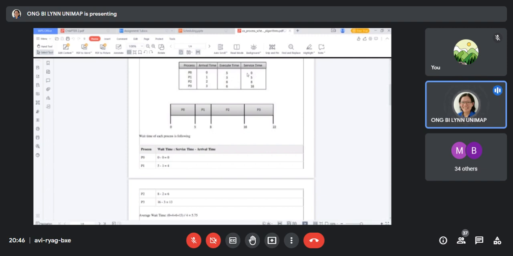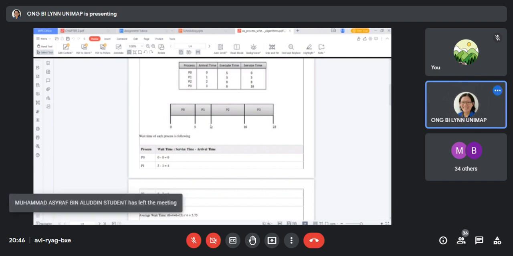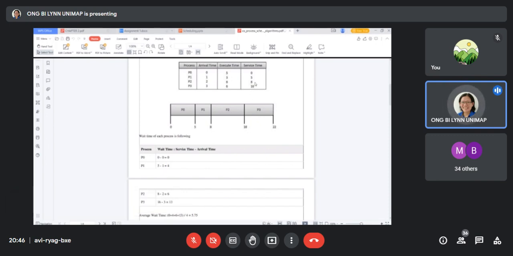So you see, P0 enters at time 0, P1 enters at 5, P2 enters at 8, P3 enters at 16. Alright, so the waiting time will be equal to 0 minus 0, 5 minus 1, 8 minus 2, and 16 minus 3. So this will be a bit more complex compared to when there is no inter-arrival time.